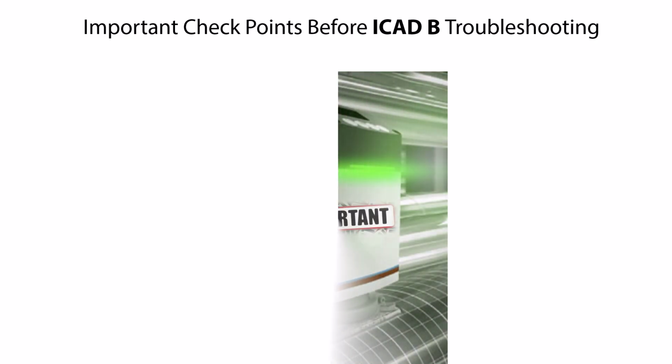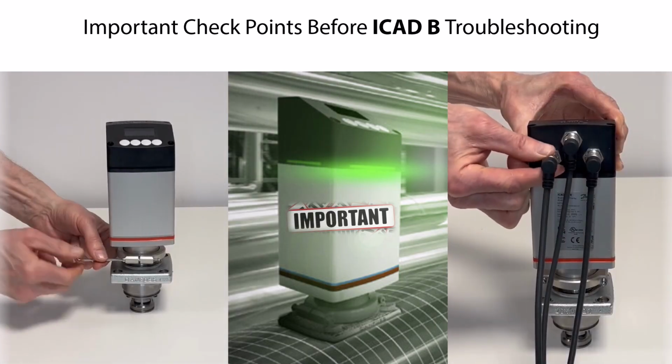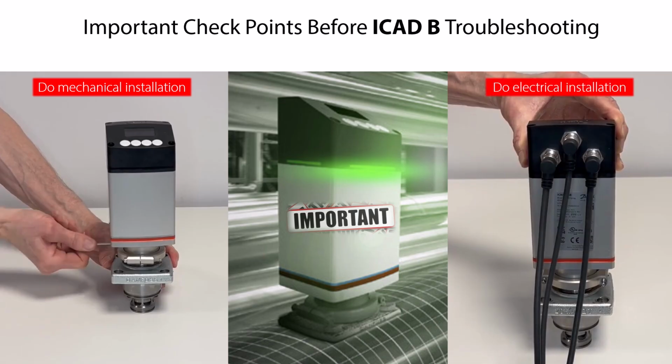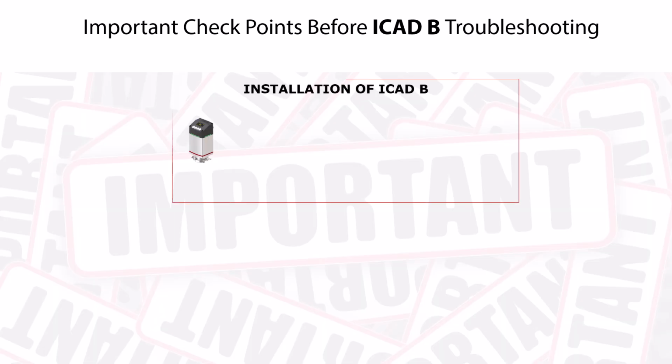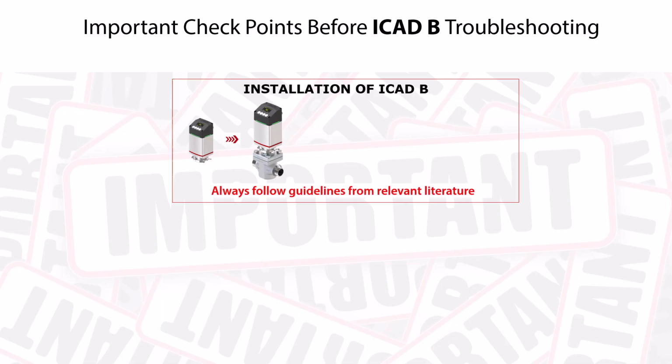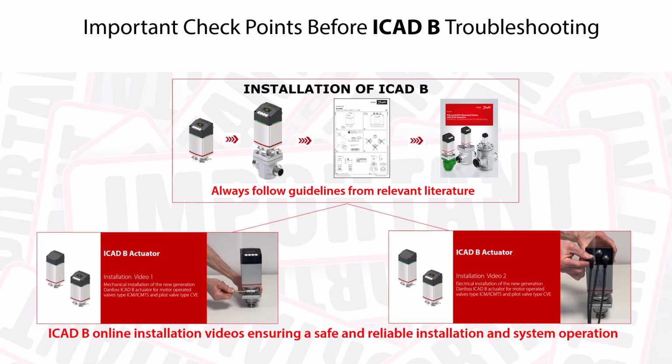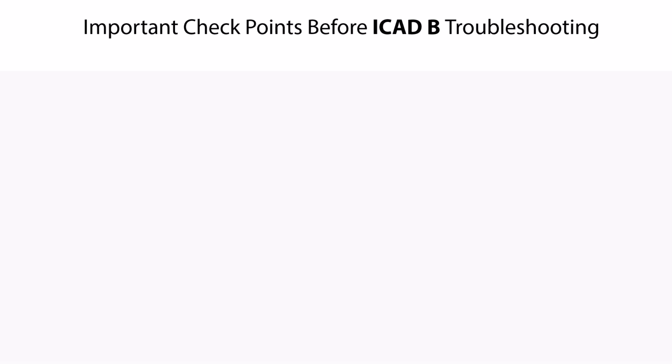Before you start the ICAD B troubleshooting, it is very important to firstly ensure that the ICAD B has been correctly mechanically and electrically installed. The ICAD B should always be installed and connected to other equipment according to the guidelines given in relevant literature, such as the installation and user guides for the ICAD B and other equipment. Please note that there are 2 ICAD B online installation videos available to ensure a safe and reliable installation and system operation.